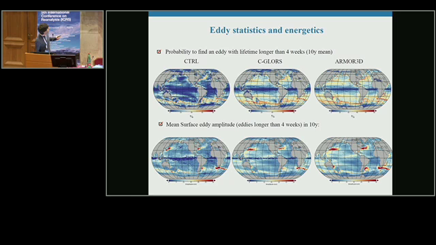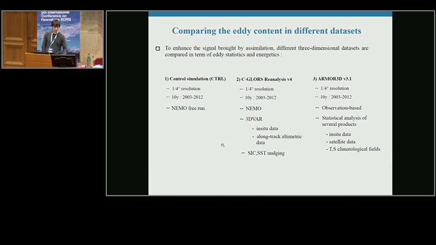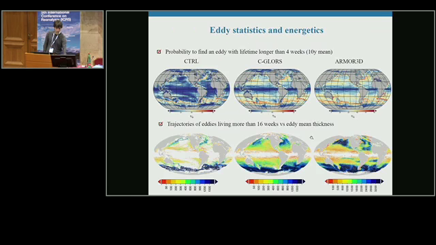This is instead, also at surface, the amplitude of the eddies with respect to the sea level surface, and you can also see the impact here. But the main differences come when you go to see the distribution at depth. This is the trajectory of eddies living more than 16 weeks versus their mean thickness. And you can clearly spot now the differences between the 3 data sets.